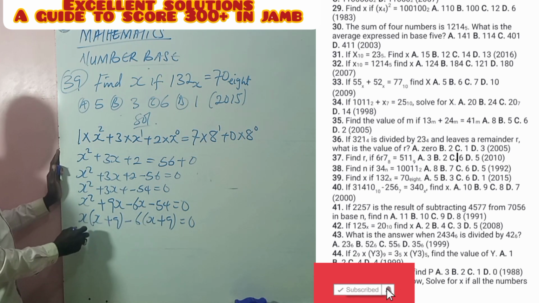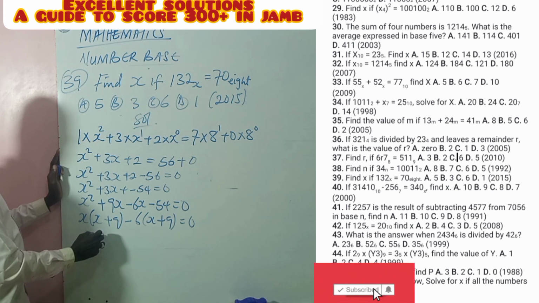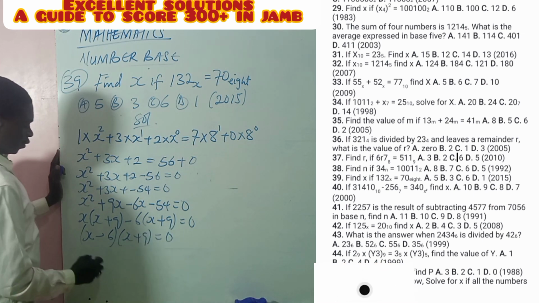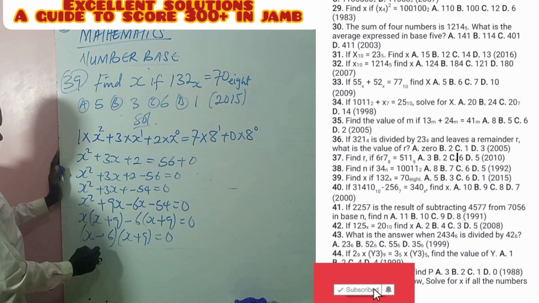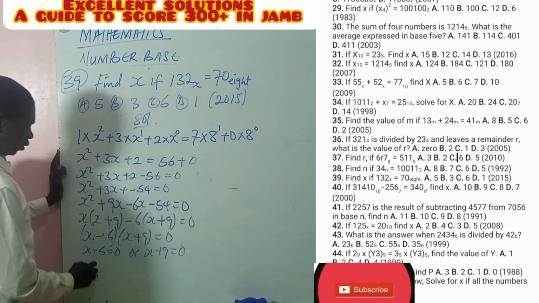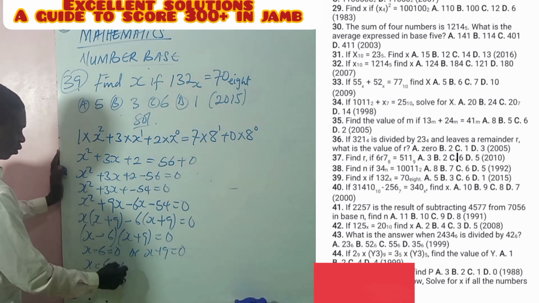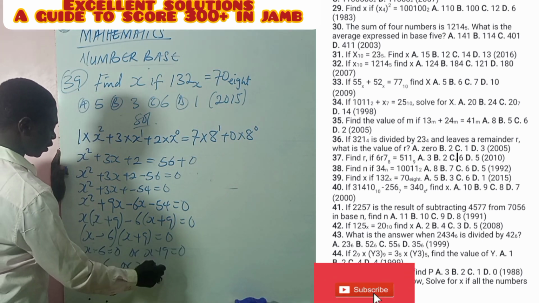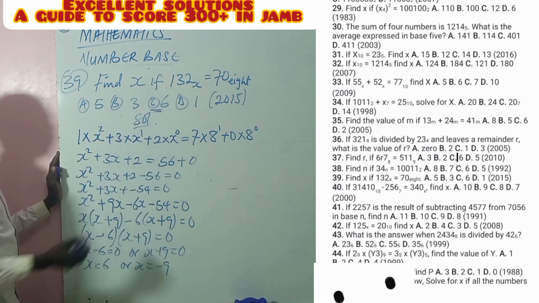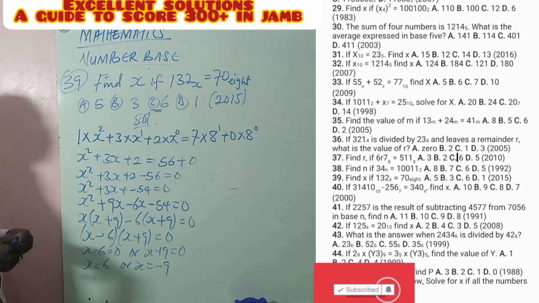So we have a common factor here. We can say x minus 6, then x plus 9 equals 0. So either x minus 6 equals 0 or x plus 9 equals 0. Therefore, x equals positive 6, or x equals minus 9. If we look at our options, we have positive 6 here, so x equals 6. The answer is option C. This question was asked in 2015.